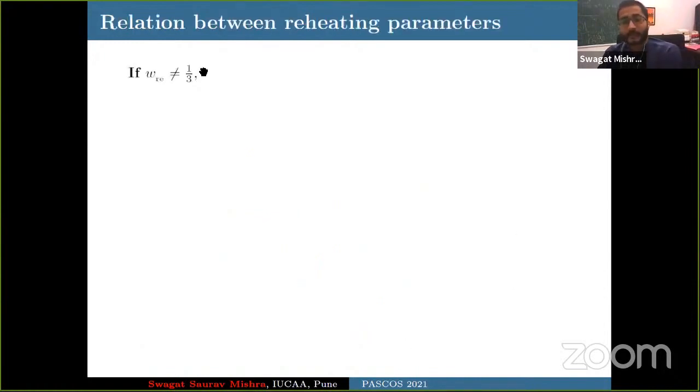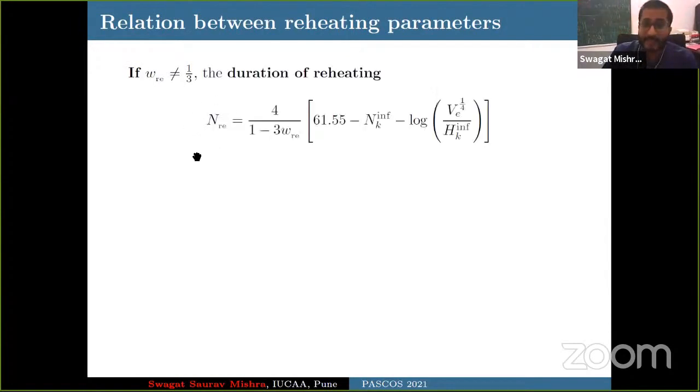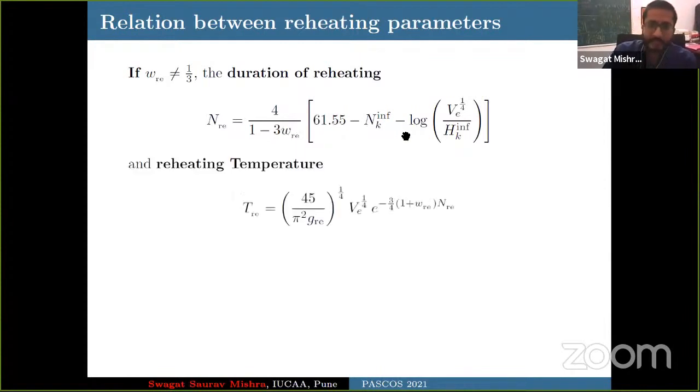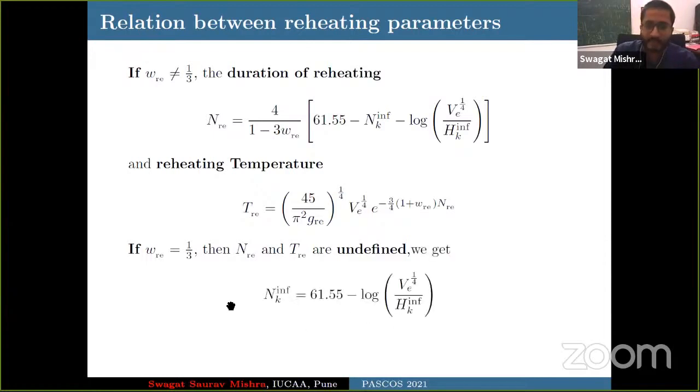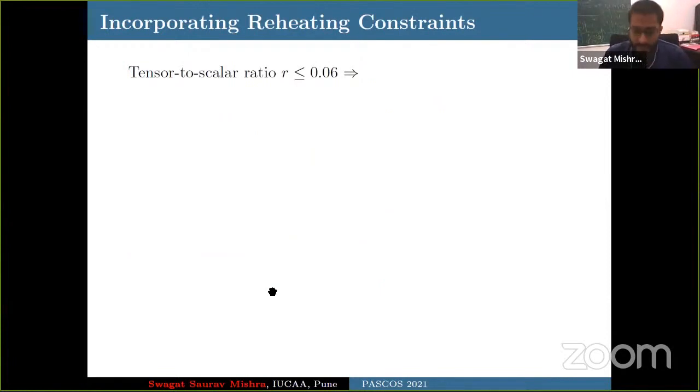Now, if the post-inflationary equation of state is not equal to 1/3, then the duration of reheating is related to the number of e-folds before the end of inflation at which the pivot scale left, through the equation of state during reheating. And the temperature of reheating is related to the number of e-folds again. So the longer the reheating, the lower the reheating temperature. If the equation of state during reheating is 1/3, it's difficult to define N reheating in this formalism, and we get a sharp prediction for the number of e-folds and hence for n_s and r.